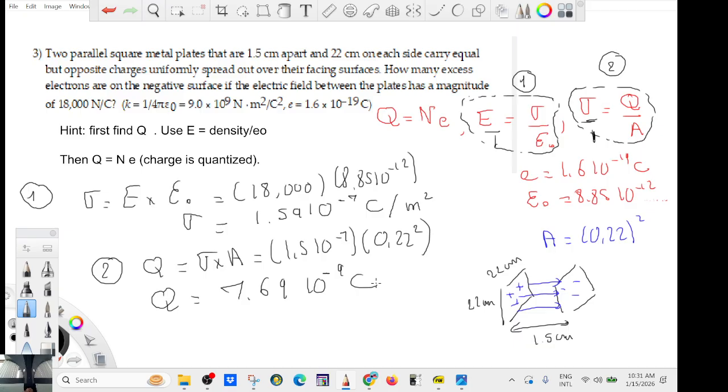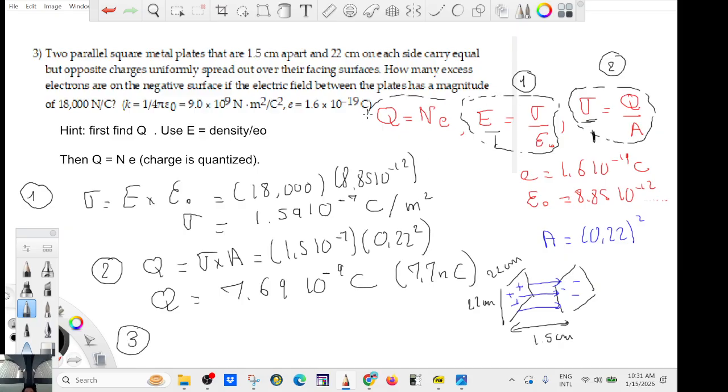Okay, do you agree? 10 to the negative 9, everyone? So it's nano, right? So 7.7 nanocoulomb. Agree? Okay.